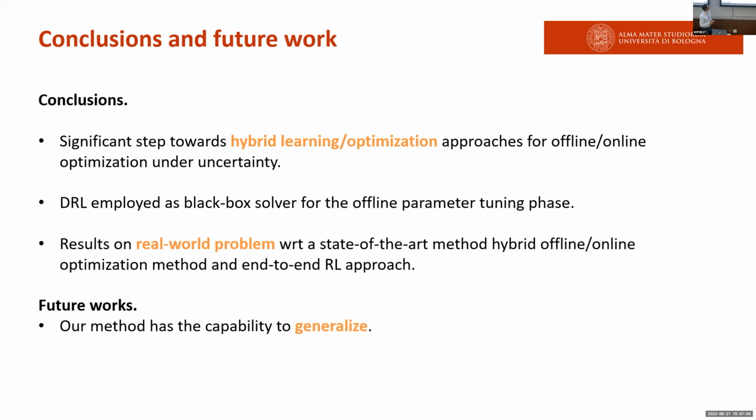So just to wrap up everything, here we have seen a successful method that combines learning and optimization for offline-online optimization under uncertainty. And of course, our method is successful only for the use case we have tested, which is an energy management system. We have seen that the deep reinforcement learning-based approaches can outperform the current state of the art, again, for this use case. And I think what is important also is that we also surpass the complete end-to-end reinforcement learning approach. So here, maybe we can say that an integration between learning and optimization is actually beneficial.